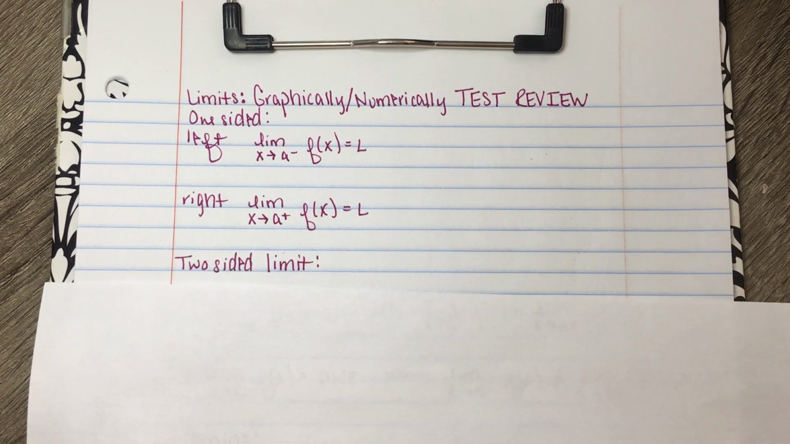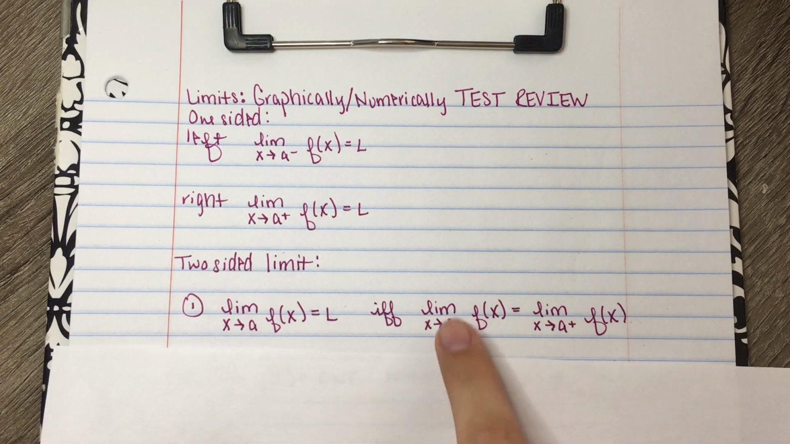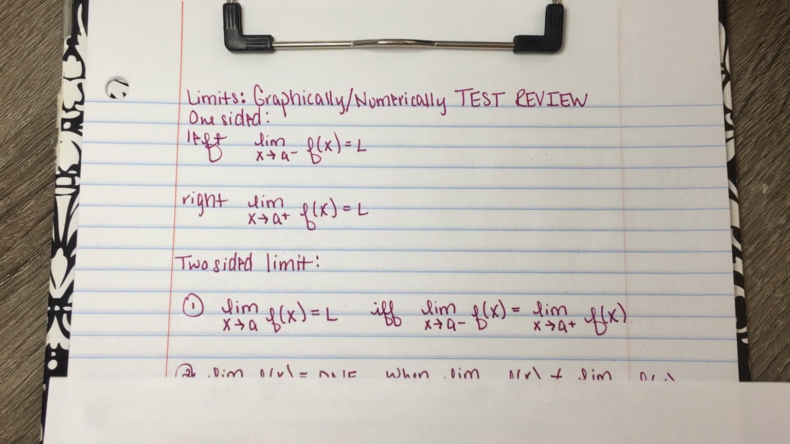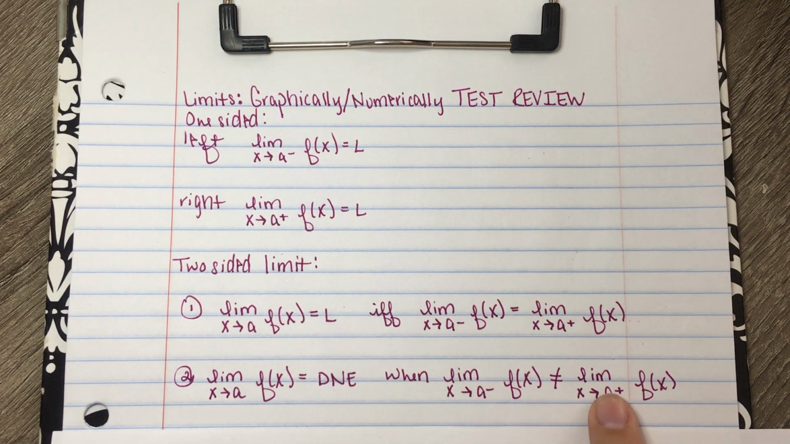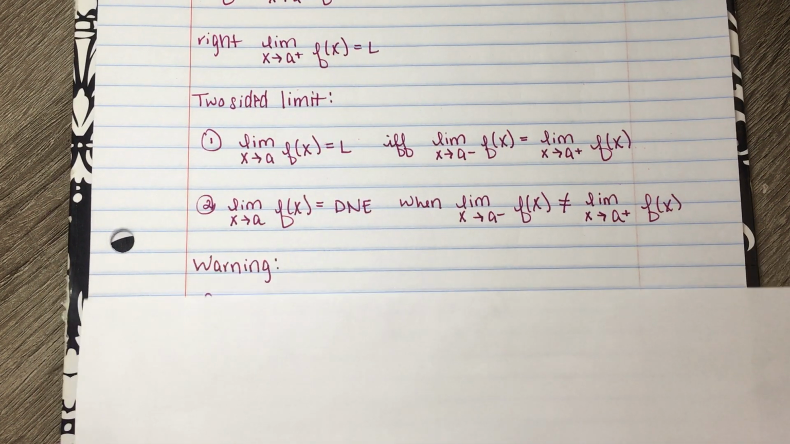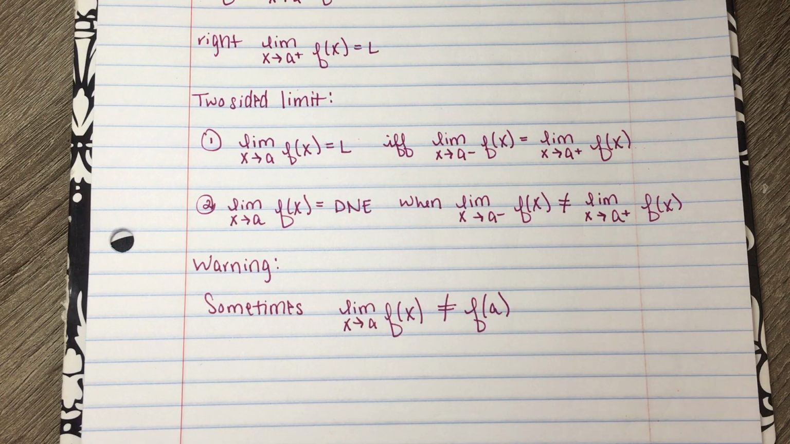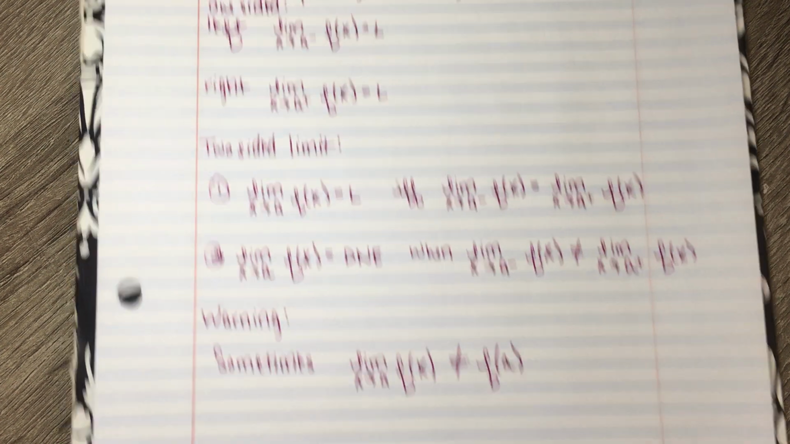And then we went into our two-sided limit, where if we approach from the left and right-hand side and they're equal to each other, then the limit is that number. But if we approach from the left and the right-hand side and they're not equal to each other, the limit does not exist. And then we had a quick warning, and that's that sometimes the limit of f of x is not equal to that value when we evaluate it. And that's really all of our notes for today, and we're just going to jump in and do some more practice problems together.